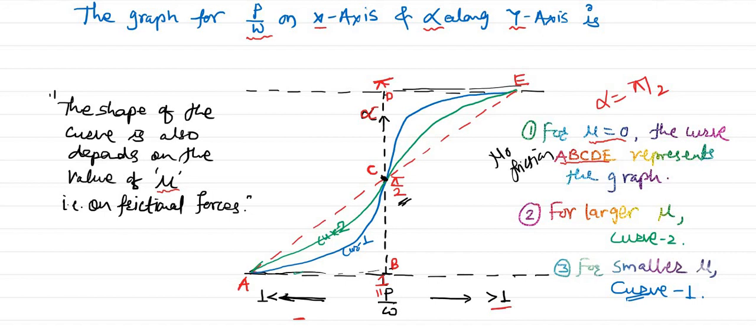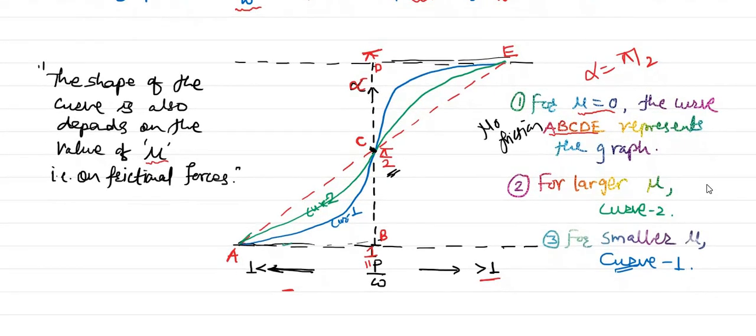So p by omega along the x axis we have taken as usual, and along the y axis we have taken the phase, that is alpha, and we got these three different curves. When the frictional force is completely absent, no friction, that means simply the curve A, B, C, D, E. But for the larger values of mu, we have curve 2, shown by green color, and for the smaller values of mu, that means very small frictional forces, we have the curve shown by blue color, and that is curve 1. So this happens in case of our phase of resonance.